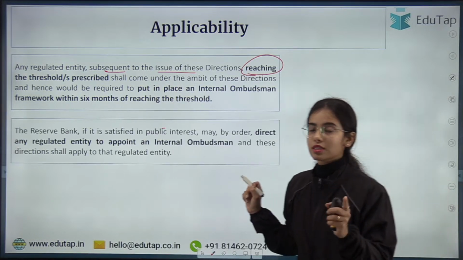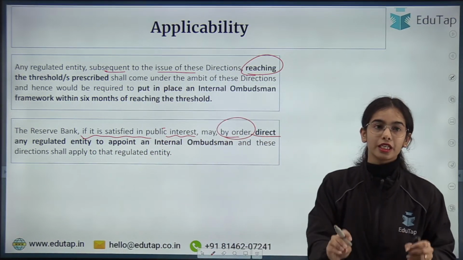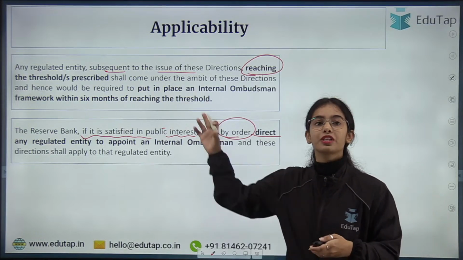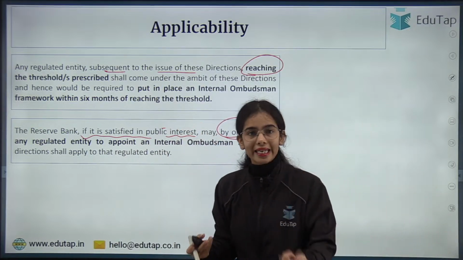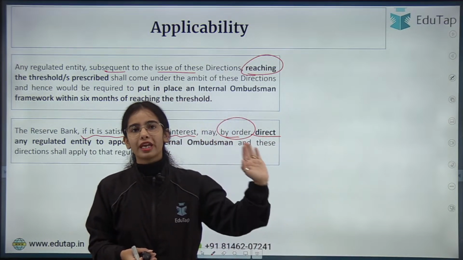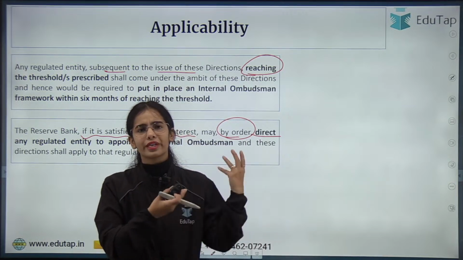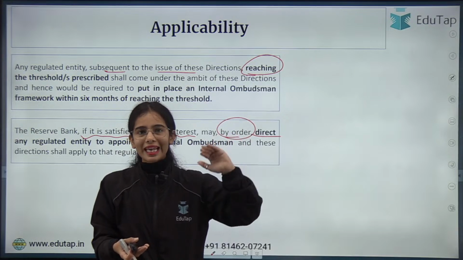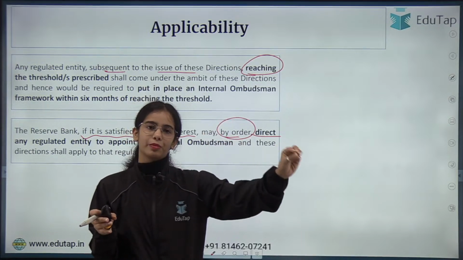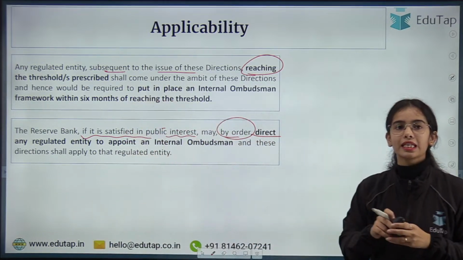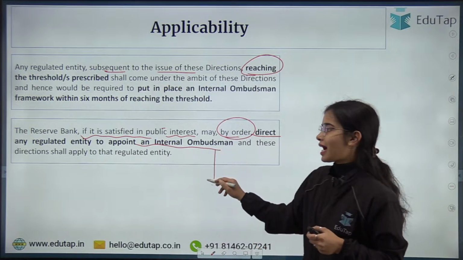Okay. Now the Reserve Bank, if it is satisfied in public interest, may by order direct any regulated entity to appoint an internal ombudsman, even if they are not coming under the applicability. Still, if the RBI wants, the RBI can make any entity under the NBFC domain, non-bank system participant domain, banks domain, or CICs, which are already under this applicability, appoint an internal ombudsman as per the directions.